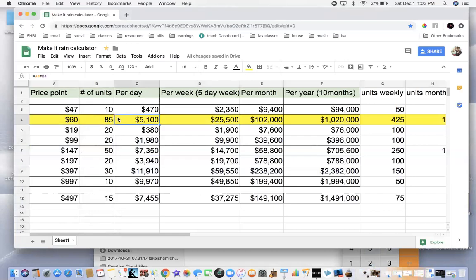That's $5,000. Boom. If I did that every single day, 5 days a week, that's $25,000 a week. Every single month, that is $102,000 a month. If I did that for 10 months, that is $1 million. That means I'm selling 425 items, classes, t-shirts, whatever. I don't care what you have, because it's just a numbers game.